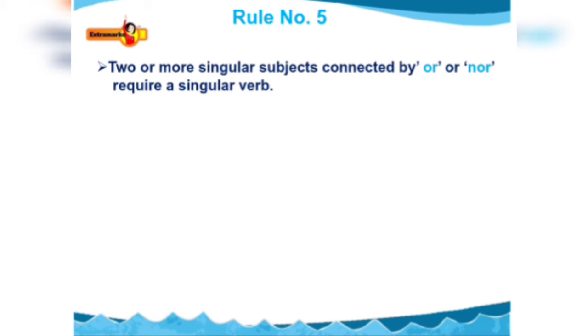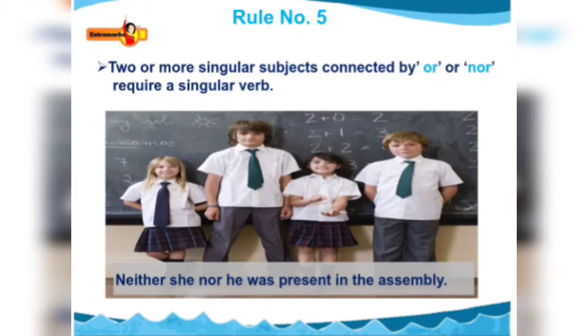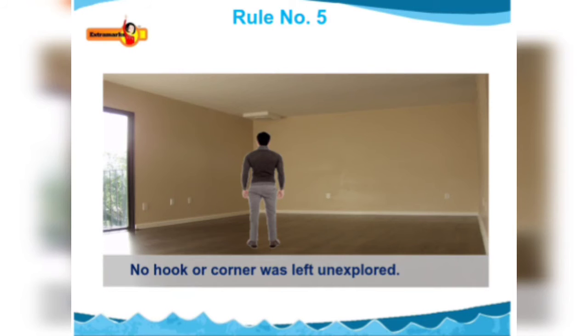Rule number 5. Two or more singular subjects connected by or, nor require a singular verb. For example, neither she nor he was present in the assembly. No nook or corner was left unexplored.